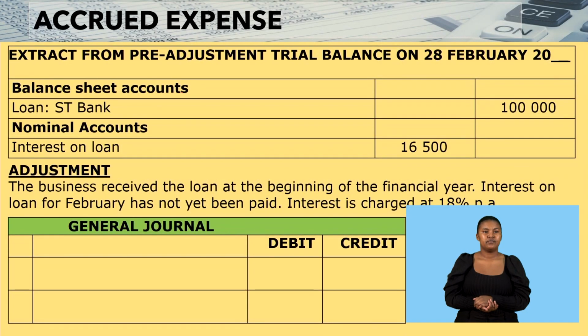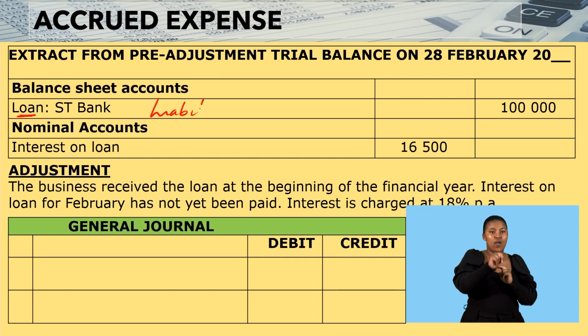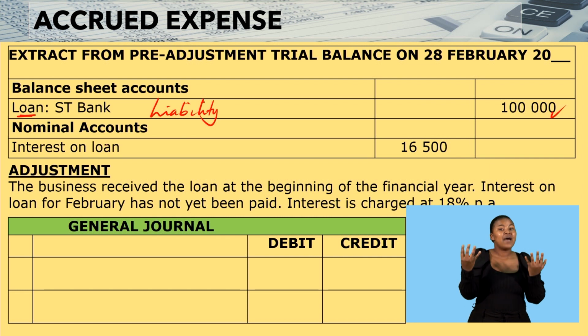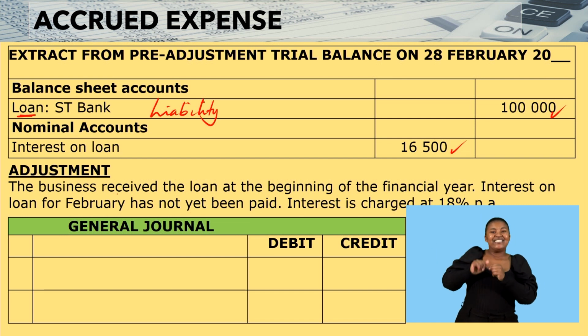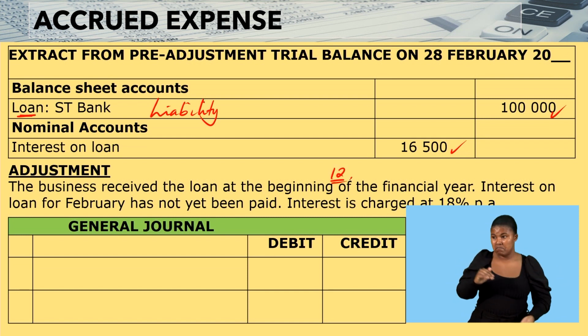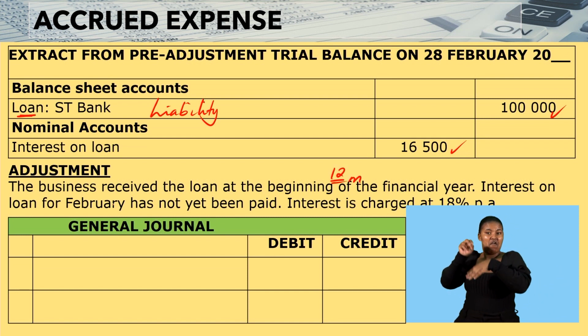The information reads, extract from the pre-adjustment trial balance. We have the balance sheet account section, then we have a loan. Remember, a loan is a liability. And it is 100,000. Then the interest on the loan is 16,500. Then it reads on the adjustment, the business received the loan at the beginning of the financial year. That means we have had the loan for 12 months. Interest on the loan for February has not yet been paid. So we're owing interest for 1 month. Interest is charged at 18% per annum.